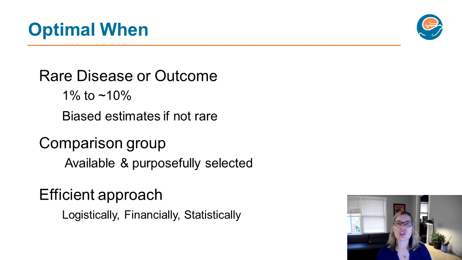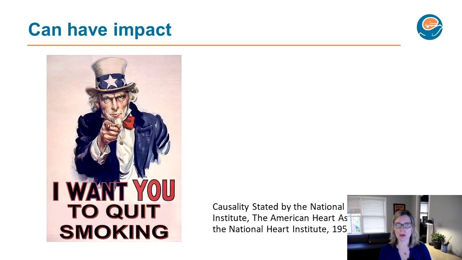We need to be able to choose a group of people who didn't have the outcome of interest and be able to select them purposefully. And if we're able to do this, case control studies can be magical. They really have a strong ability to determine associations, and they're very efficient. We don't need to study as many people, and so they end up being less expensive and statistically efficient as well. So there's a lot of strengths for this design if you're studying a rare condition.